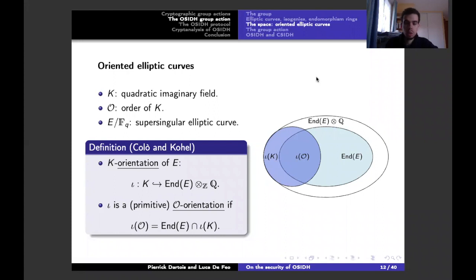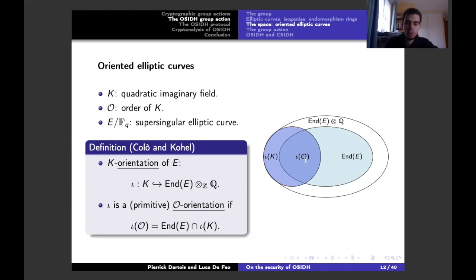Now that I recall those basics, we can get to OSIDH. If we have a supersingular elliptic curve and a quadratic imaginary field K, we define a K-orientation as an embedding of K in the quaternion algebra made of linear combinations of endomorphisms with rational coefficients. If O is an order of K, we have a primitive O-orientation if O is the maximal order in K mapping to the endomorphism ring. Put in other words, it maps to the intersection of the image of K with the endomorphism ring.